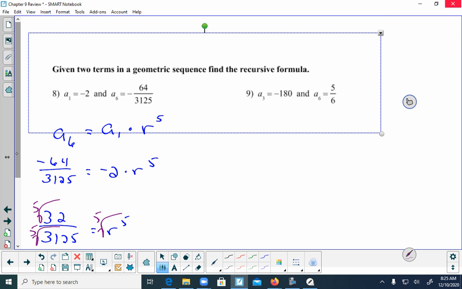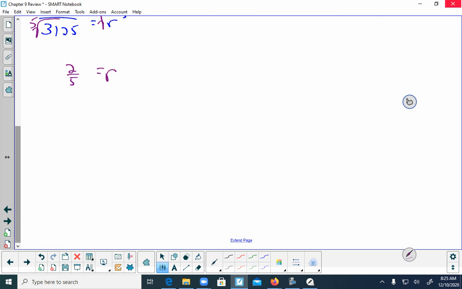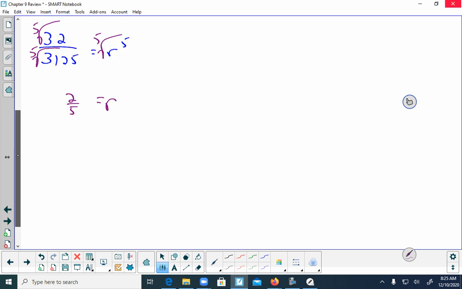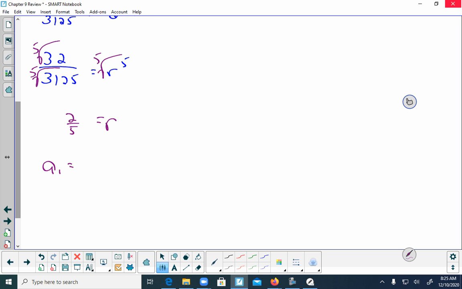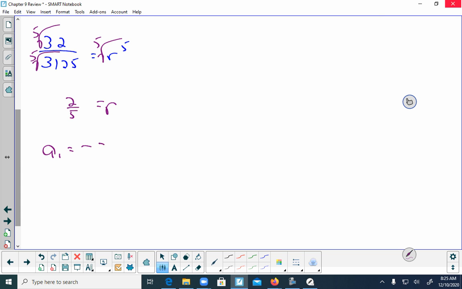And so it wants me to write the recursive formula. Recursive formula comes in two parts. You have to have both parts. The first part is listing off what the first term is. And I'm fortunate because I was given the first term. My first term is -2. Then the next one, I'm going to say a sub n is equal to the previous term, or sorry, it's going to equal -2 times the rate to the n minus 1.